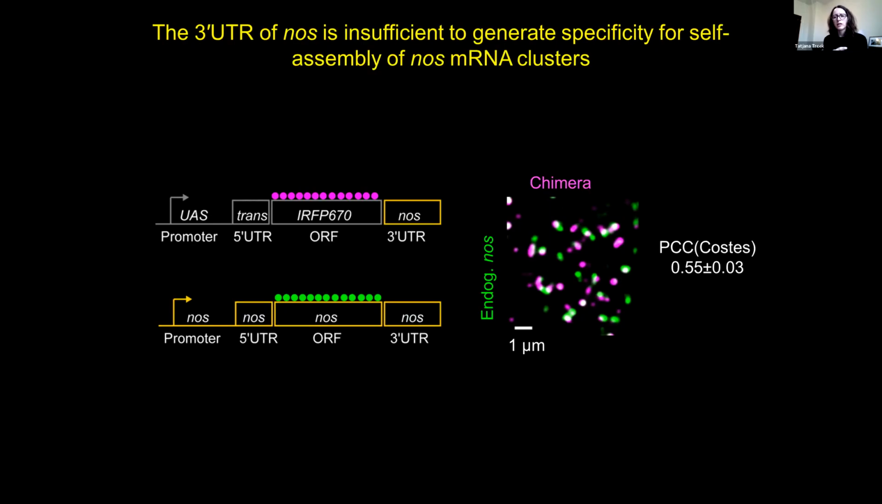You can see there's not a lot of spatial overlap between the chimera and the endogenous gene, and even the quantification itself indicated the colocalization was low. So this experiment really indicated that the 3' UTR features, although required to bring this RNA to the granules, are actually completely dispensable for homotypic assembly of this RNA once the RNA arrives to the granule. So features for this homotypic assembly are not found in the 3' UTR.